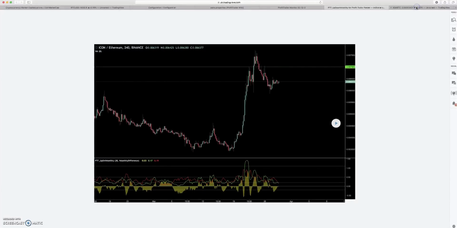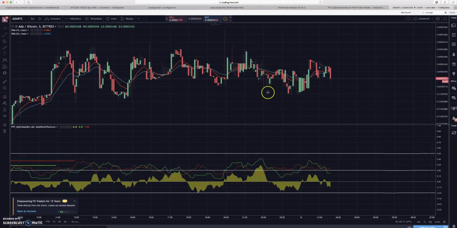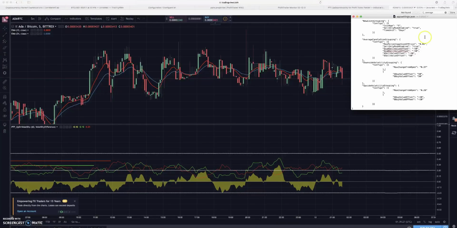But basically, I have this TradingView script set up on Cardano. And what you're looking at here is obviously my EMAs, which is my buying value and my buying strategy. And then you're looking at this TradingView script that somebody made. And the downside volatility is this red line down here, and the upside volatility is the green line.